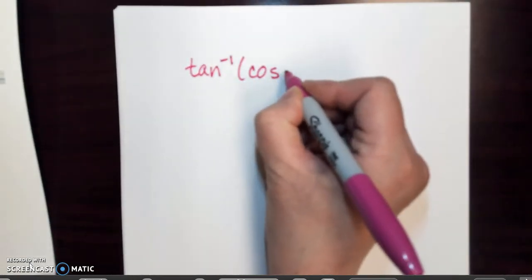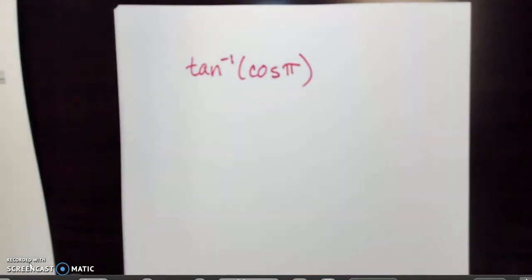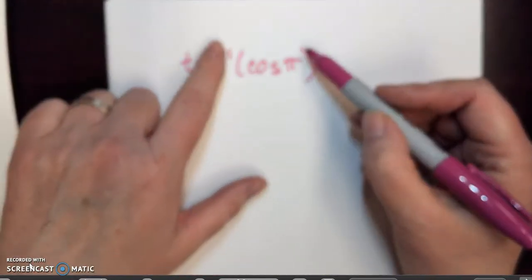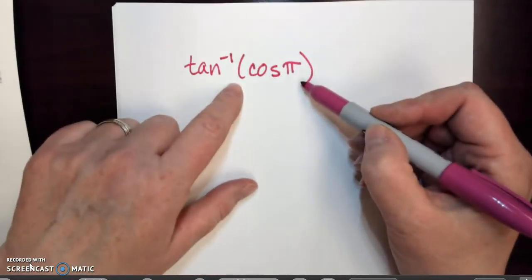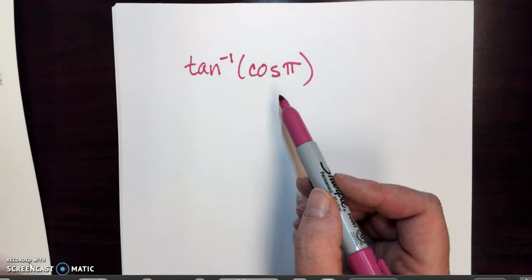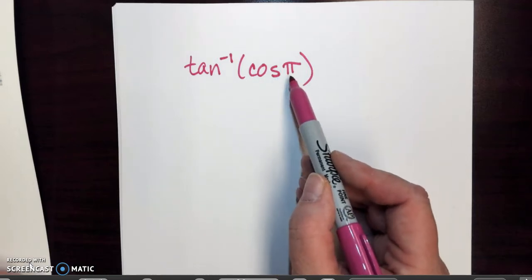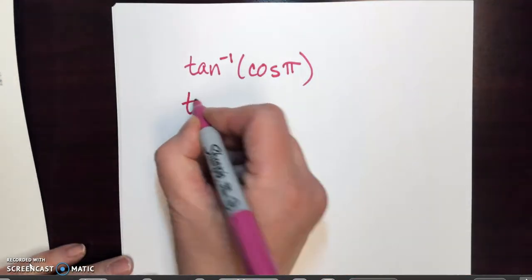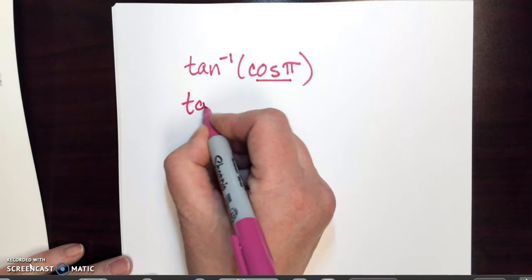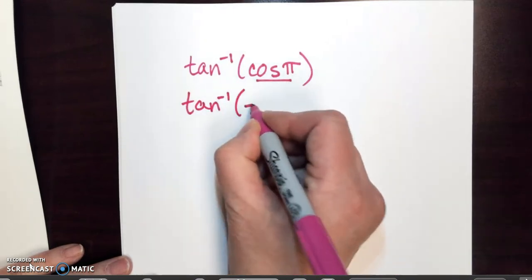First one we're going to do is inverse tangent of cosine of pi. And you always want to work with the parentheses first. I know that cosine of pi is -1. So I am going to replace cosine of pi with -1.